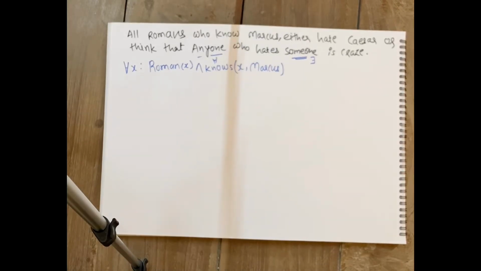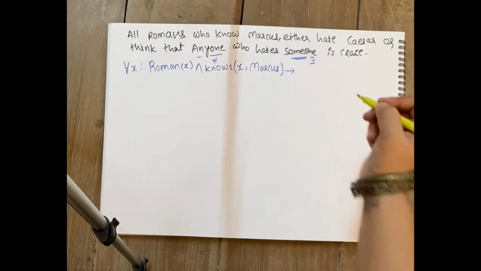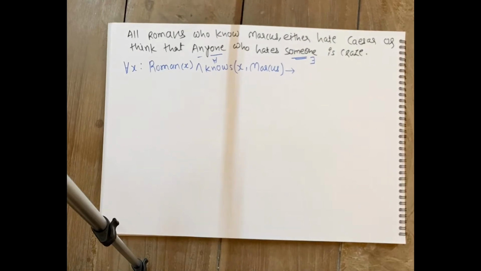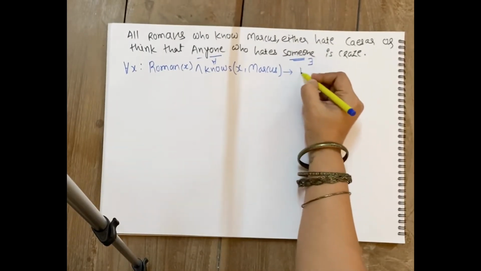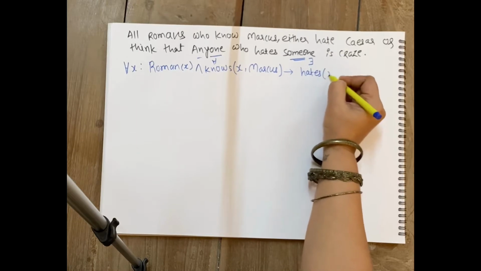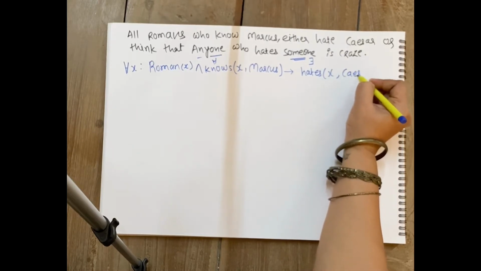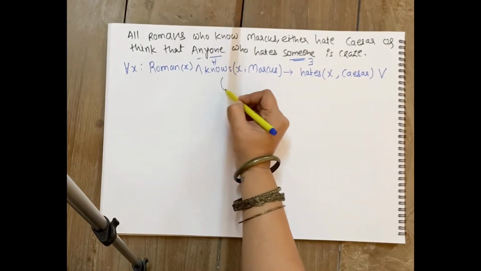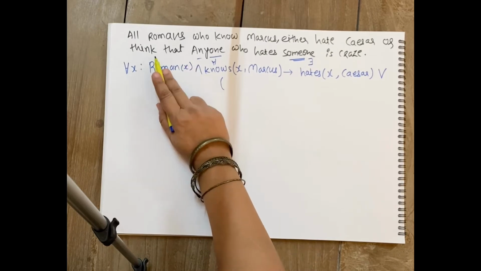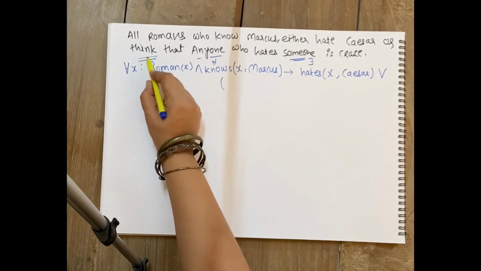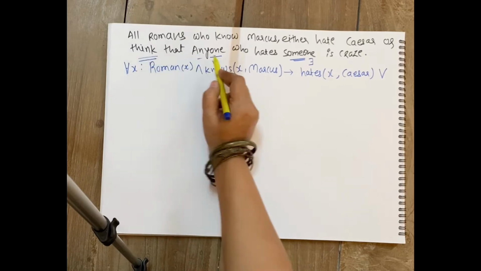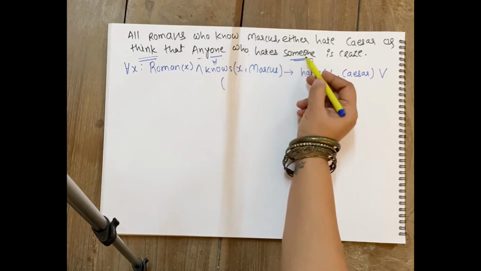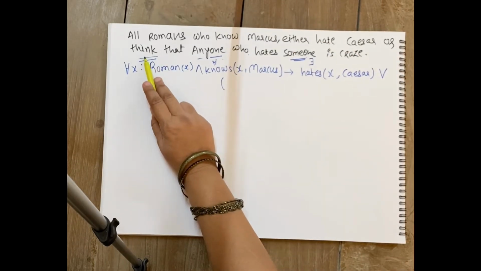If this is true, then either X hates Caesar. So the next predicate which we are going to write is hates X comma Caesar, or. Now or is complicated: or thinks that anyone who hates someone is crazy. So when anyone hates someone, then X is going to think it is crazy.